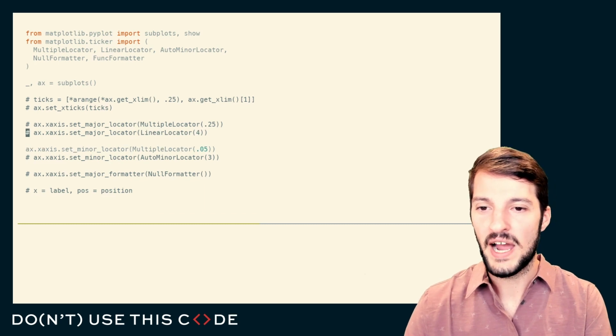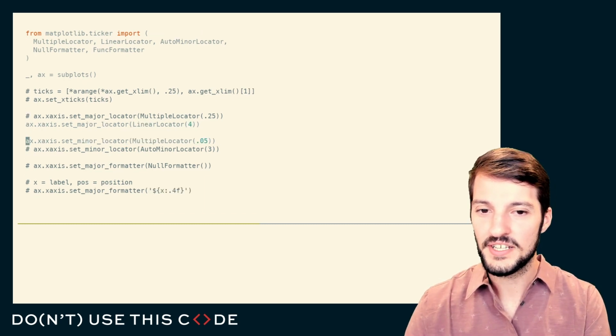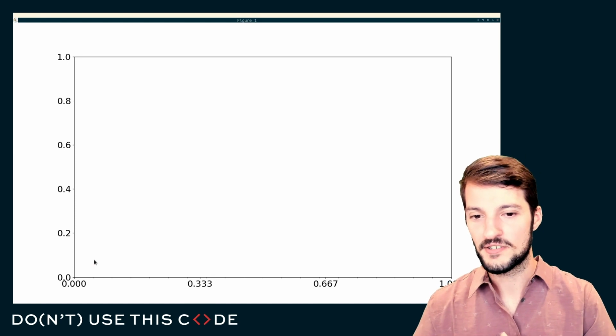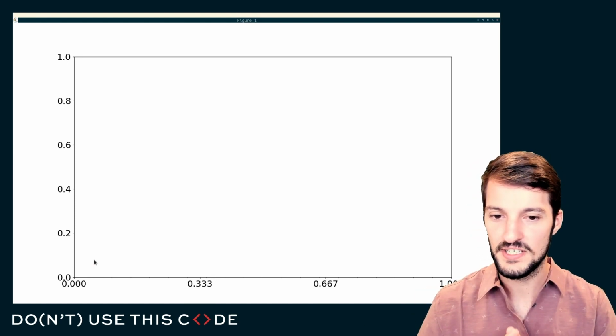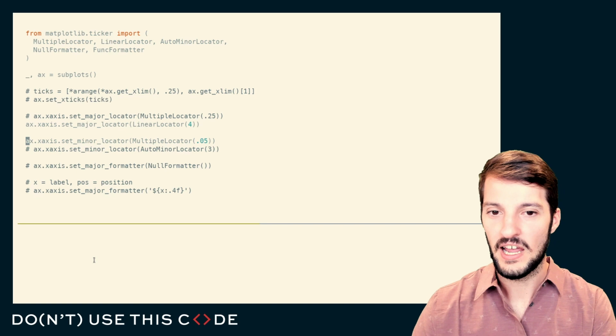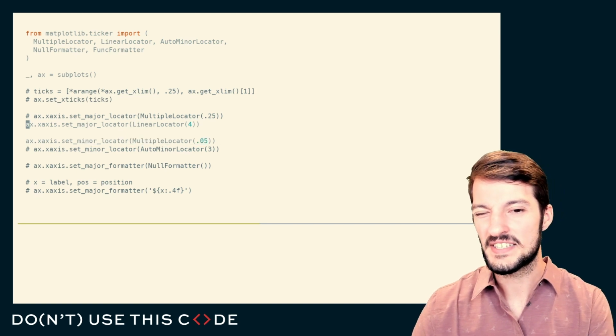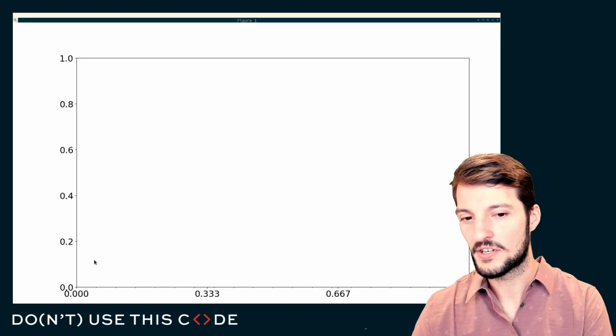Additionally, we can use minor locators. And so I can have my minor ticks, those really small stems that you can see, occur every 0.05. And you can see that it doesn't really line up well with my linear locator here.